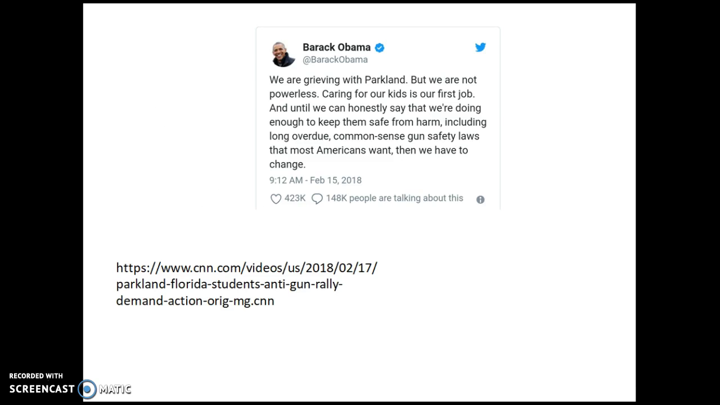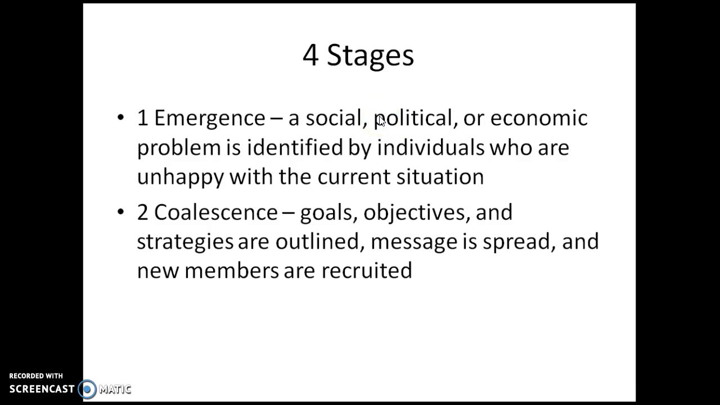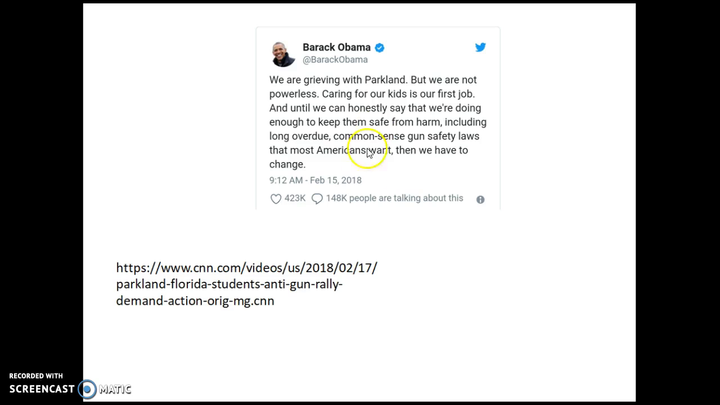This is some examples of the different levels of the Parkland or the Never Again movement. So we see the first stage here, emergence, where we're identifying the problem. Barack Obama tweeted out, "We are grieving with Parkland, but we are not powerless. Caring for our kids is our first job, and until we can honestly say that we're doing enough to keep them safe from harm, including long overdue common sense gun safety laws that most Americans want, then we have to change." So again, identifying the problem there.